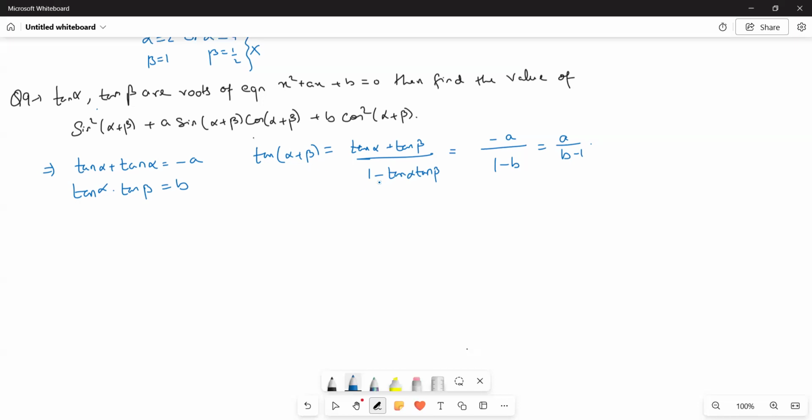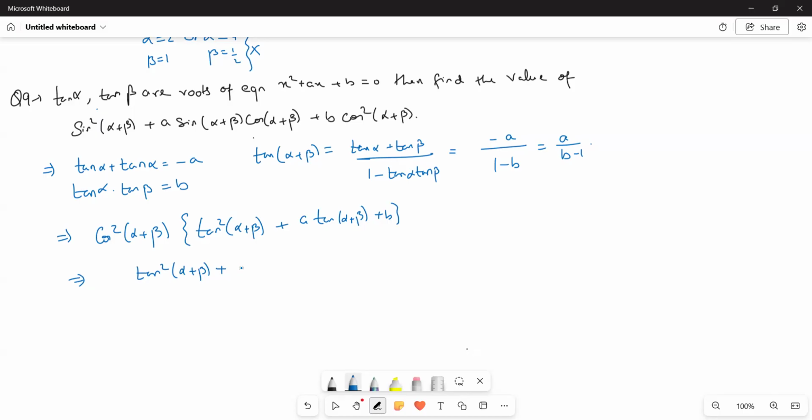Okay, so that will be the value of tan of alpha plus beta. Now, from the expression that we have, to solve it, we take cos square alpha plus beta common. So this becomes tan square alpha plus beta plus a times tan of alpha plus beta plus b. And this cos square we can shift to the denominator as sec square, and sec square we will write again in terms of tan square.